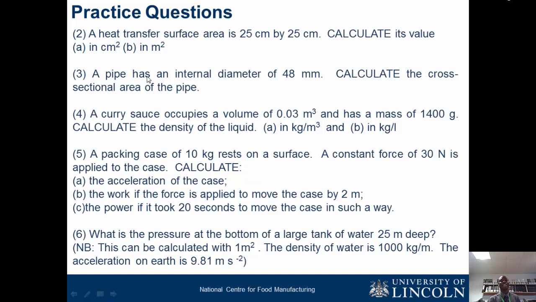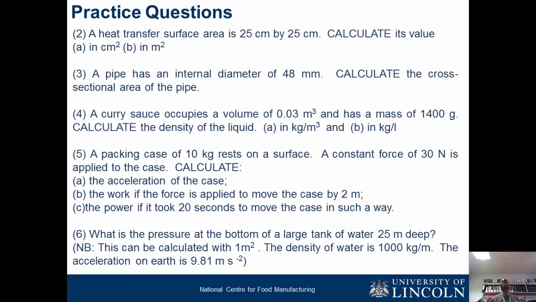Now, for number 3, a pipe has an internal diameter of 48 millimeter. See, this is another thing, 48 millimeter, not centimeter, not meter. The question is asking us, calculate the cross-sectional area of the pipe. You can calculate the area in millimeter square, you can calculate the area in meter square, you can calculate the area in kilometer square, but my own recommendation would be, let's go with the SI unit.